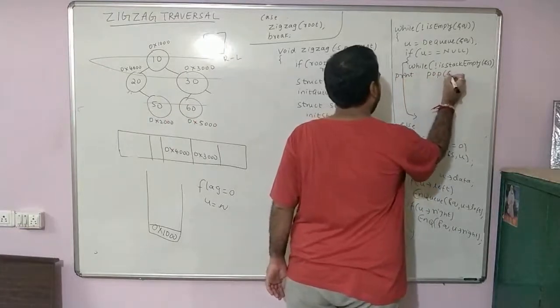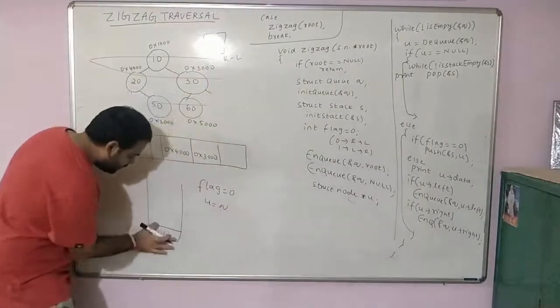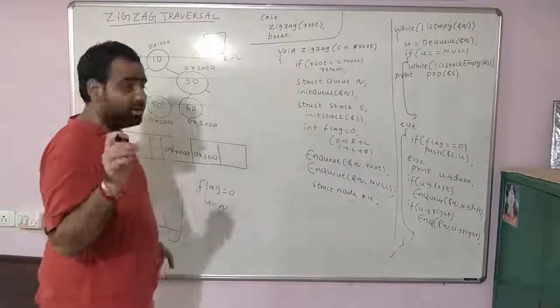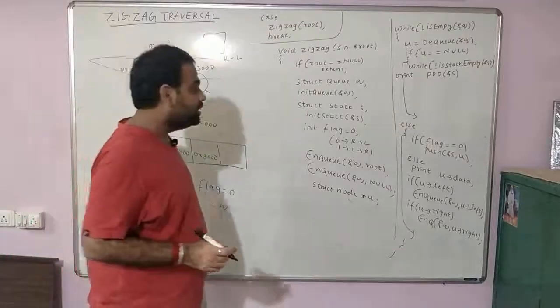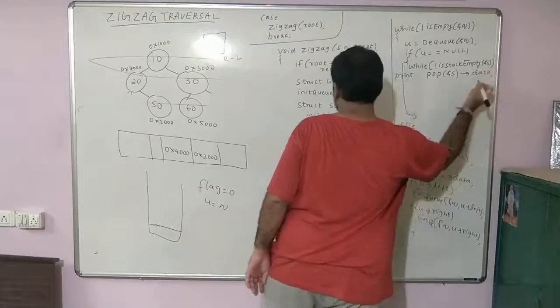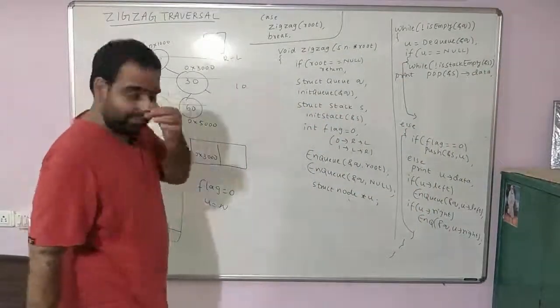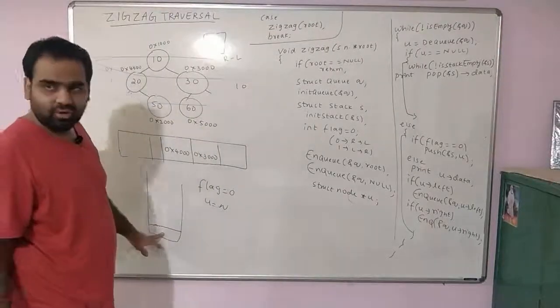When I say pop of ampersand, yes, what do you get? You get 1000. Do you want to print 1000? No, I am interested in data. Therefore you say pop of ampersand, yes, arrow data. Therefore 10 is printed on the output screen. I am writing over here. Is that okay? Again go back, not is empty of stack is false.